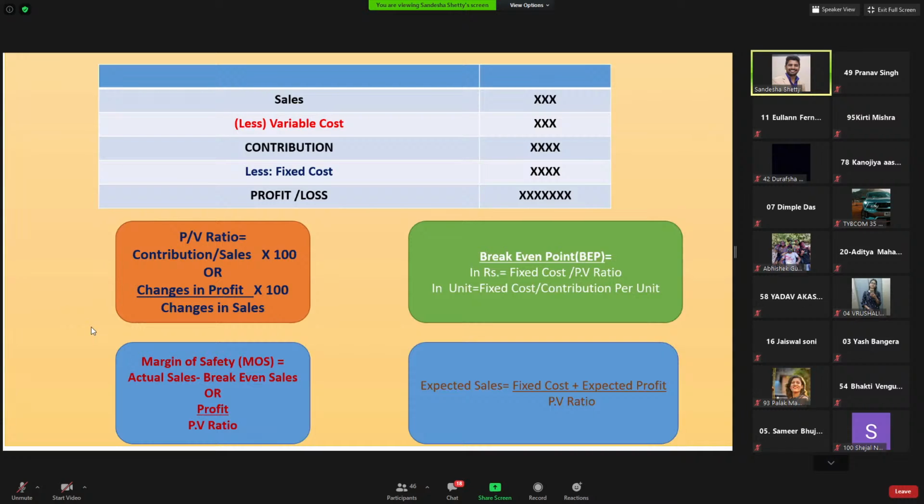So it is the difference between actual sales minus break-even sales. Okay? Or one more formula, profit upon PV ratio. Okay? Now, last one is expected sale or desired sales. Desired or expected, you can say both. So expected sale is equal to fixed cost plus expected profit divided by PV ratio. Okay?